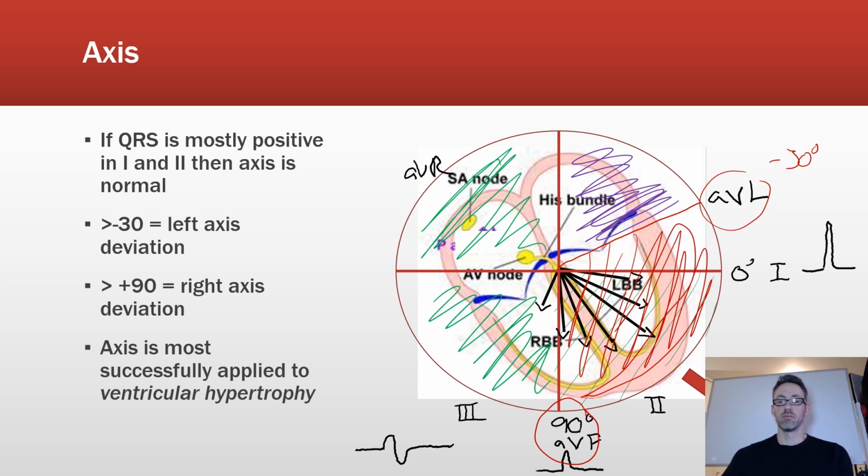So to kind of put that in context, if the electrical axis is normally between negative 30 and 90, if it's greater than 90, we consider that right axis deviation, or less than negative 30, so negative 35 or negative 31 or something like that, that's left axis deviation. And with axis, as I alluded to in the slide before this, it's most successfully applied to ventricular hypertrophy, typically. Again, we will usually do further workup in a patient if we suspect that's the case.